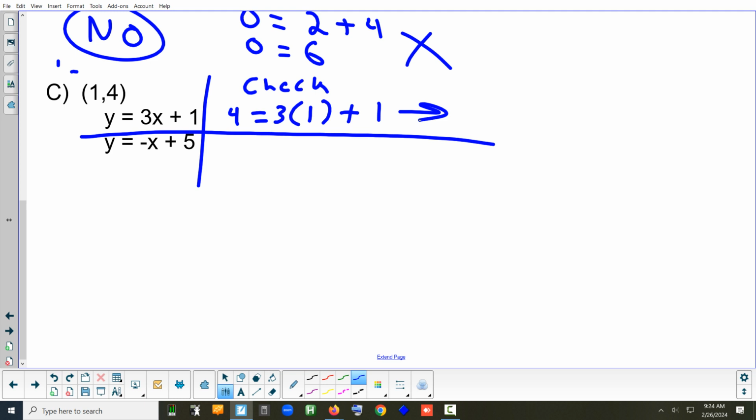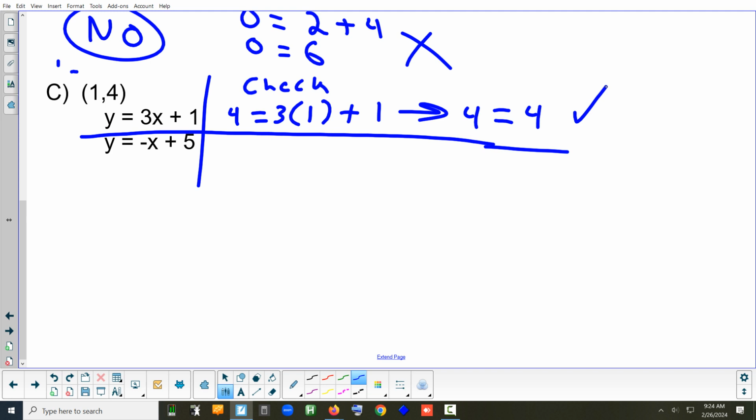On the left-hand side, there's nothing to simplify. Just a 4. On the right-hand side, what's 3 times 1? 3 plus 1. 4. Does 4 equal 4? Yeah, we got the same number. So we know that it works in the top one. Let's check the bottom.